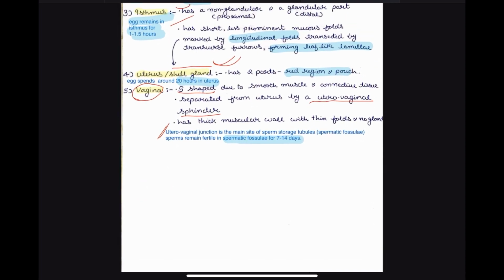Then, how is the oviposition or egg laying going to occur? See, we have a hypothalamus, and the hypothalamus is going to release a hormone called GnRH, gonadotrophin releasing hormone, and it is going to stimulate the release of two hormones called FSH and LH. FSH is going to cause the development of the follicles.